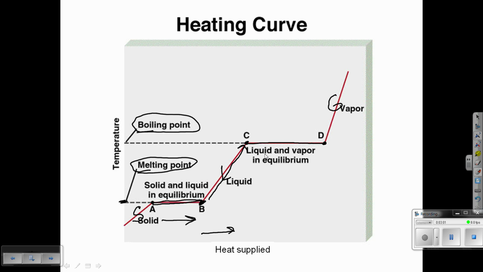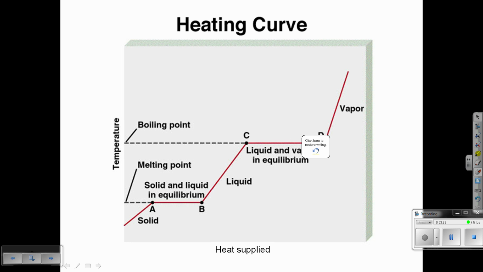As you're increasing the heat, here on the bottom, the amount of heat supplied is increasing right here. If you look right here, the liquid and the vapor we say are in equilibrium, because as we're going this direction, the amount of heat is increasing as we go this direction from C to D.